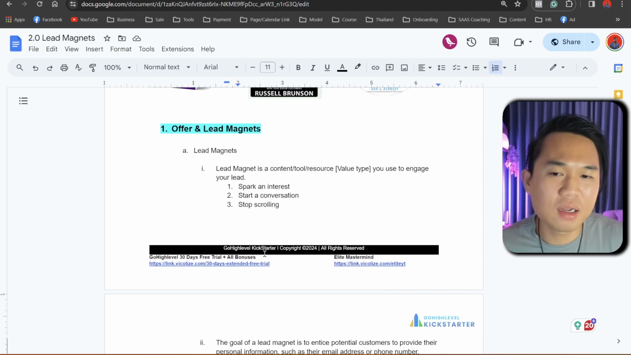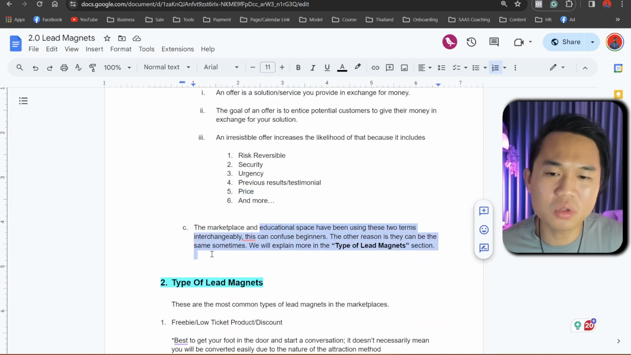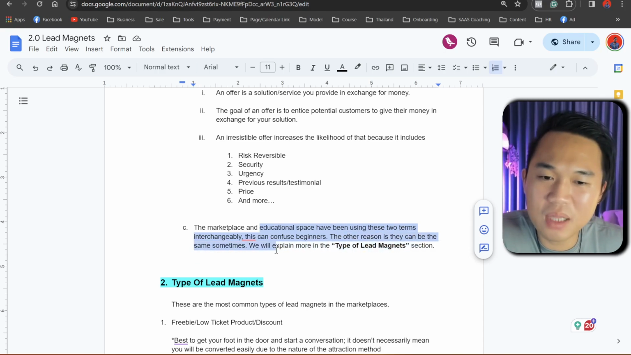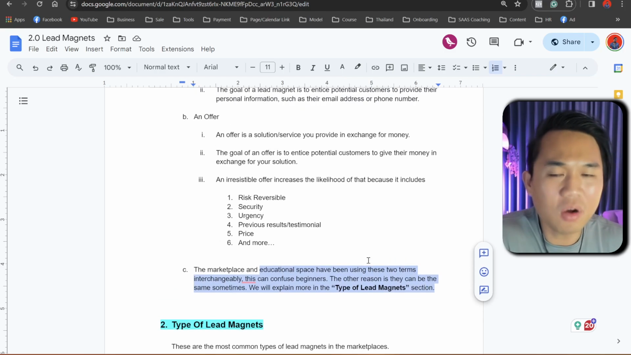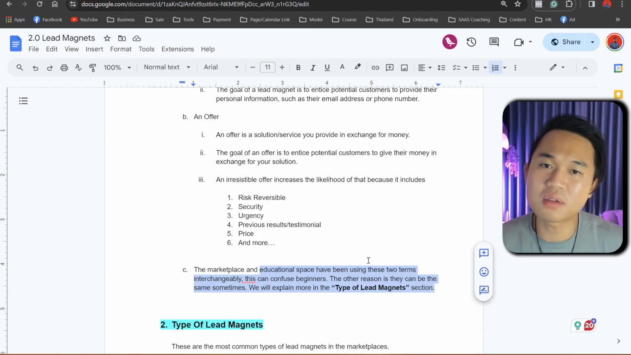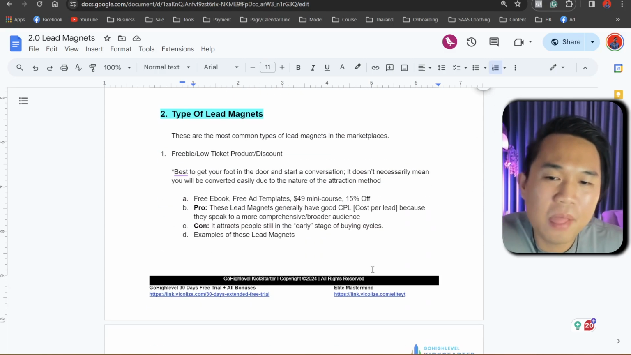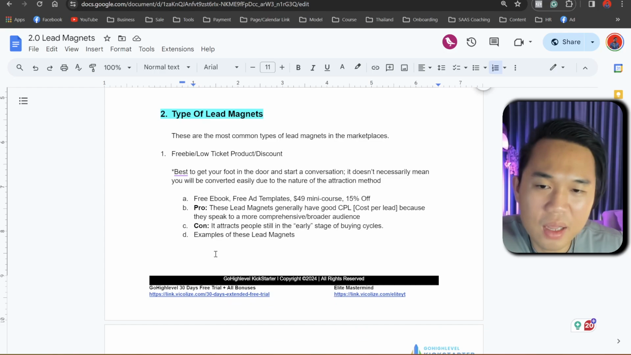That is the difference. A lot of people in the marketplace are using the two terms interchangeably, and that can confuse a lot of beginners, including myself when I was just starting out. The reason is that they can be the same sometimes, and we'll explain more of that in the types of lead magnets section. But hopefully I've defined the terms and you can see the difference, because an offer is something that you use to exchange for money, and a lead magnet is something that you use to get them engaged and interested. So it's sort of different if you think about it. They could be the same in some ways, and I'm going to go through that.